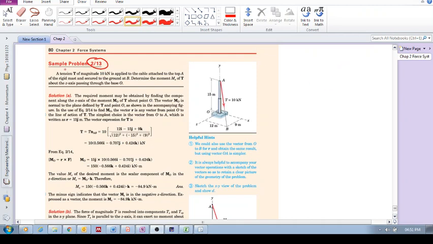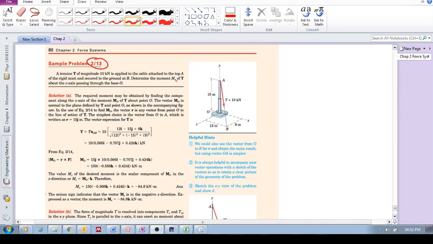Alright, sample problem 2/13. A tension T of magnitude 10 kN is applied to the cable attached to the top A of the rigid mast. Okay, so we've got this rigid mast, and we have a cable attached like that. There's a tension in the cable, so it's applying a force in that direction, pointed from A to B.